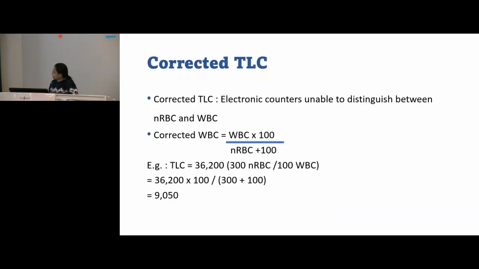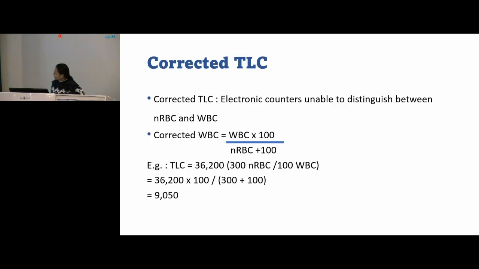Then coming to another index, that would be your corrected TLC. Most commonly this happens in cases like thalassemia major. Your electronic counters or your Coulters will not be able to distinguish between your WBCs and the nucleated RBCs. Nucleated RBCs are the precursor cells in red cell production. Usually they are a little large, and sometimes the Coulter can be confused that it would be a WBC because the size is larger than that of a normal RBC.